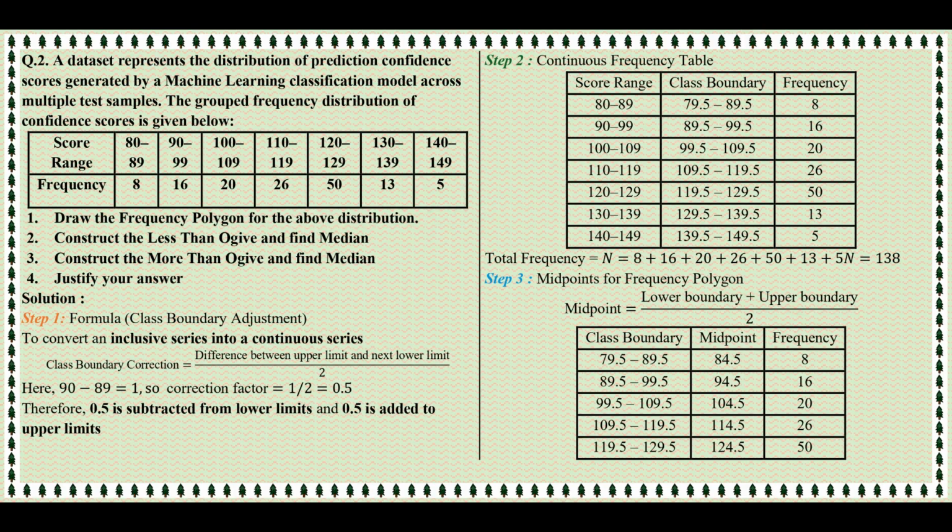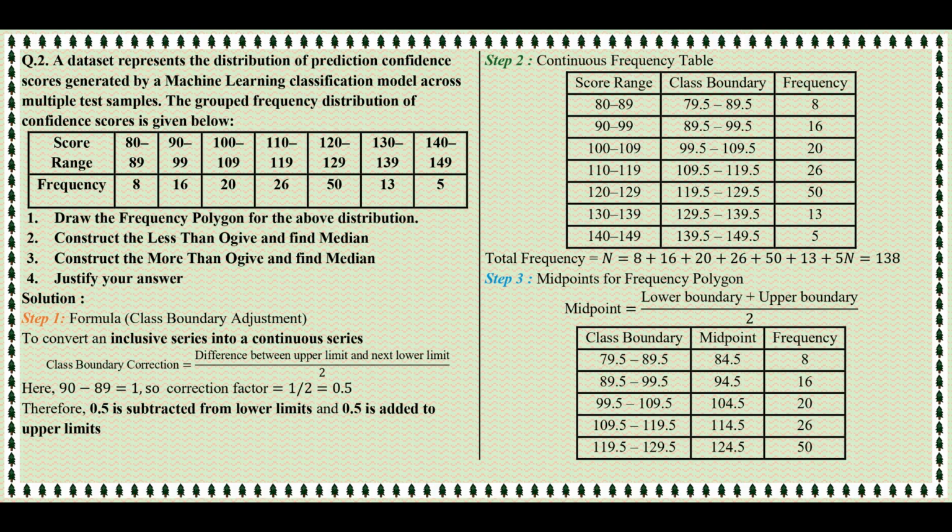Now the continuous class boundaries become 79.5 to 89.5 with frequency 8, 89.5 to 99.5 with frequency 16, 99.5 to 109.5 with frequency 20, 109.5 to 119.5 with frequency 26, 119.5 to 129.5 with frequency 50, 129.5 to 139.5 with frequency 13, 139.5 to 149.5 with frequency 5.